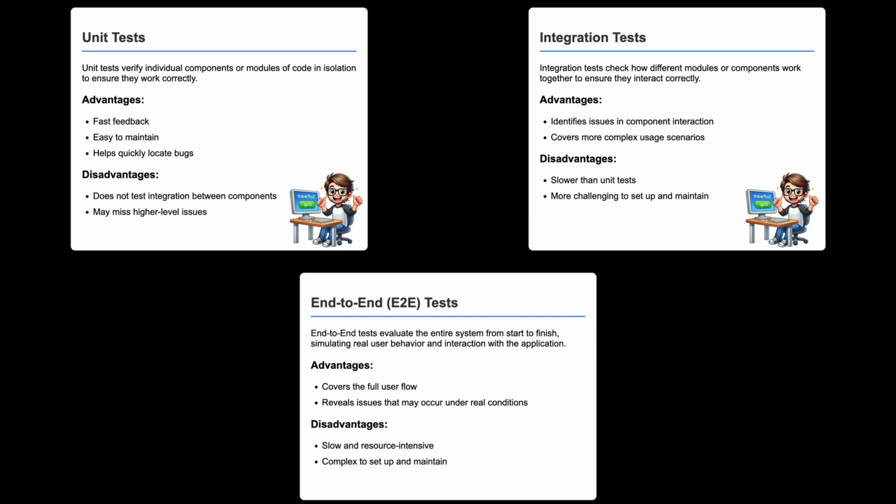Integration tests. Integration tests check how different modules or components work together to ensure they interact correctly with each other. Pros: identifies issues in component interaction, covers more complex usage scenarios. Cons: slower than unit tests, more challenging to set up and maintain. End-to-end tests. End-to-end tests evaluate the entire system from start to finish by simulating various user behaviors and interactions with the application. Pros: covers the complete user flow, identifies issues that may occur in real-world conditions. Cons: slow and resource-intensive, difficult to set up and maintain.